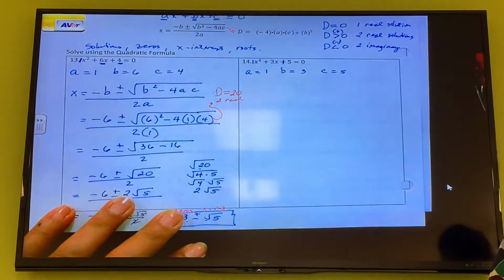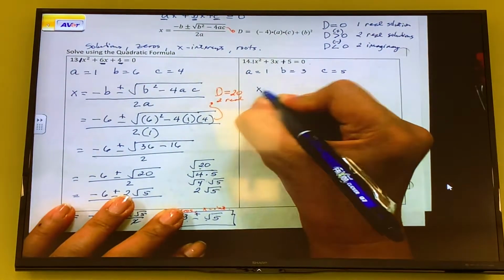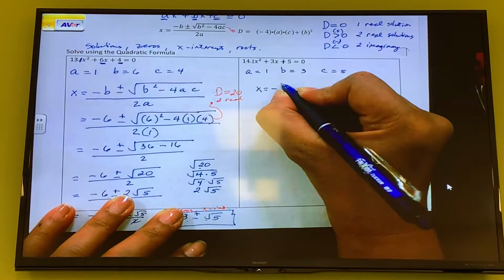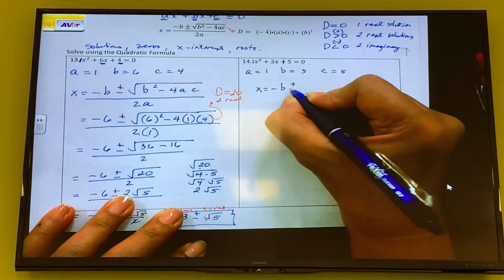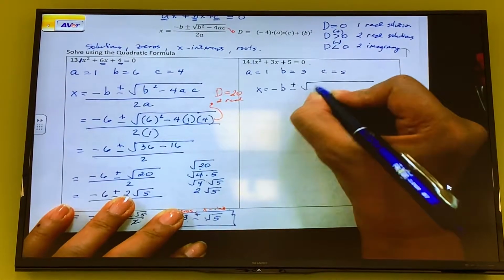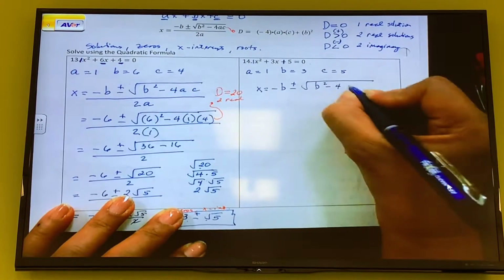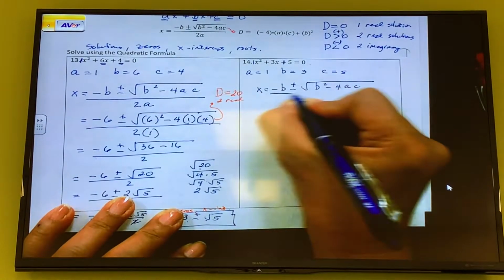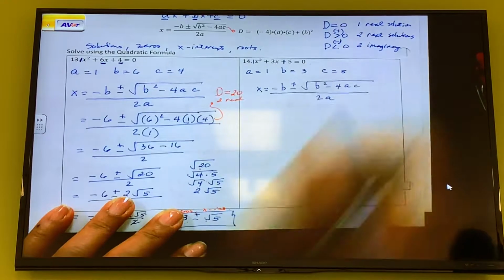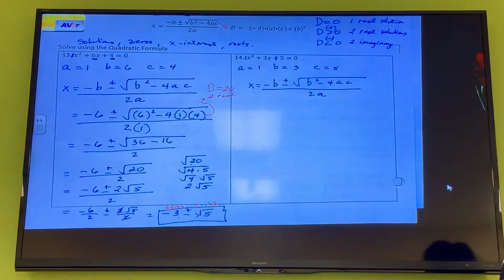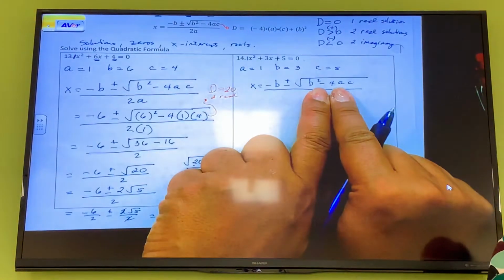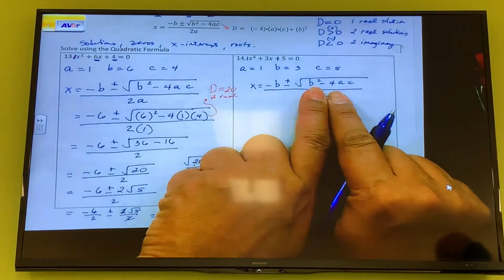We're asked to solve, so I'm going to plug into the quadratic formula, which is -b plus or minus the square root of b squared minus 4ac, and whatever we get, we're going to divide by 2a. Remember, our discriminant is the one inside the square root sign. This will tell us what type of answer we're going to get.